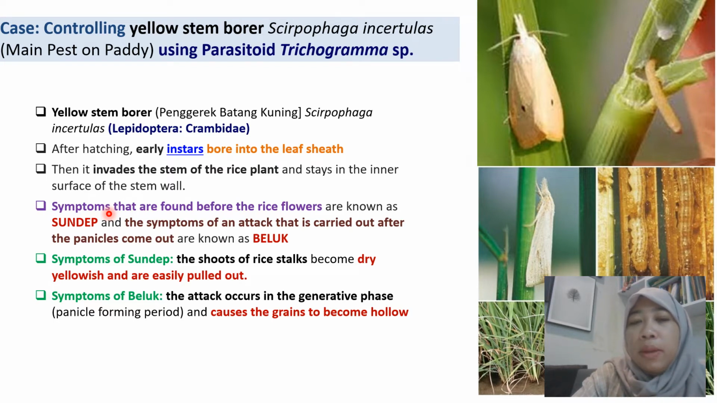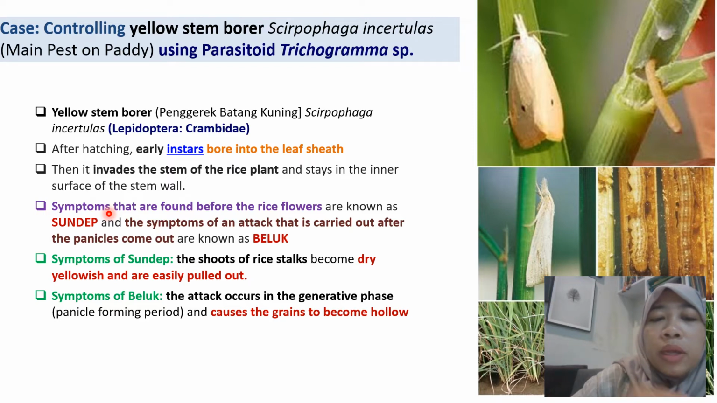And beluk, the symptom of an attack carried out after the panicle comes out. Beluk is a symptom of the stem borer attack that can be found in the generative phase when the panicle comes out, ketika fase generatif, fase malai. What is the difference between sundep and beluk?